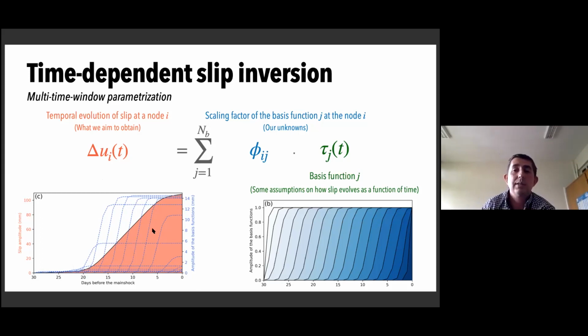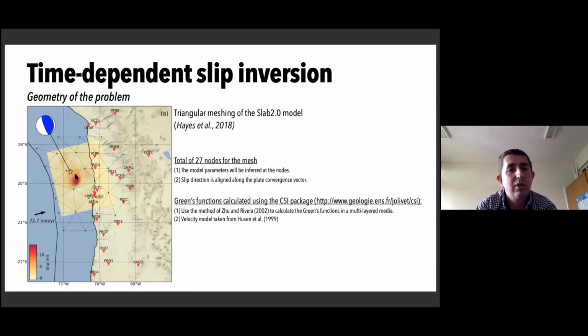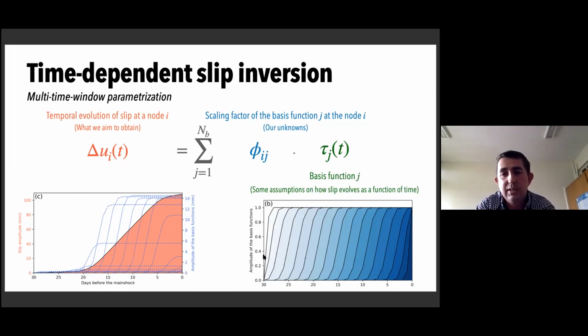So that's the idea. In terms of the size of the problem, we have 27 nodes for the spatial distribution of the parameters, and each node is composed of 17 of these basis functions. Basically, the overall problem is a little less than 500 parameters to find. So that gives you a little bit of an idea of the size of the problem.